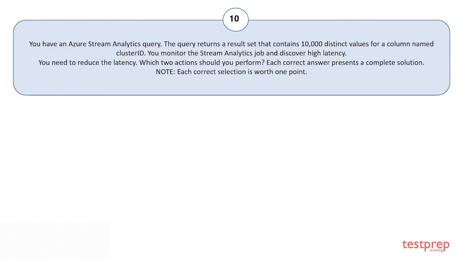You have an Azure Stream Analytics query. The query returns a result set that contains 10,000 distinct values for a column named Cluster ID. You monitor the Stream Analytics job and discover high latency. You need to reduce the latency. Which two actions should you perform? Each correct answer presents a complete solution. Note: each correct selection is worth 1 point.